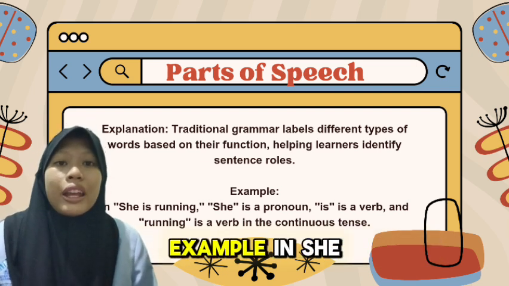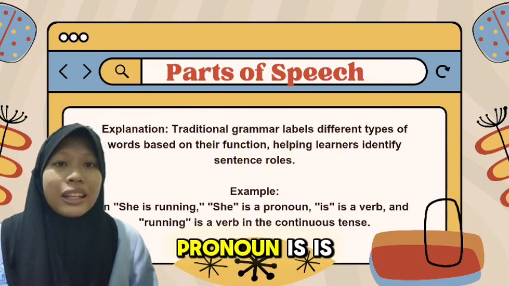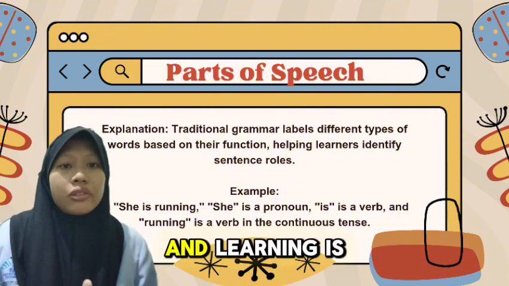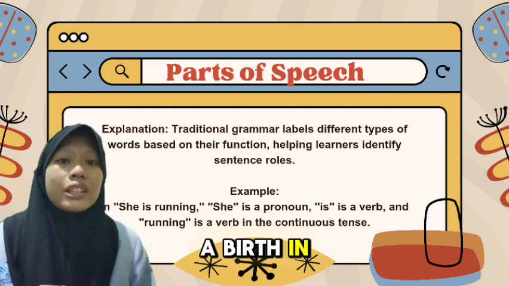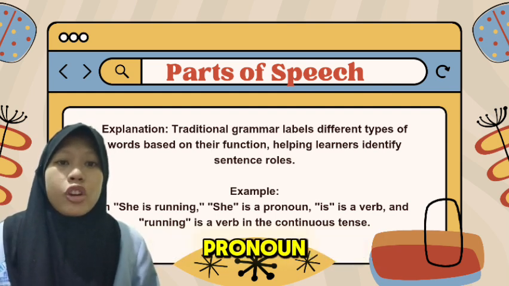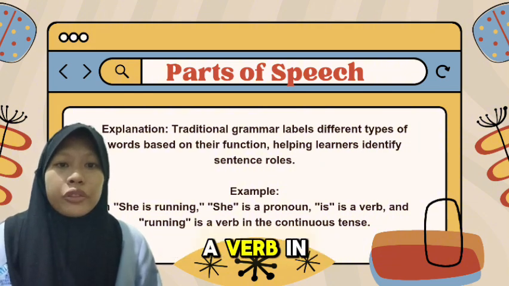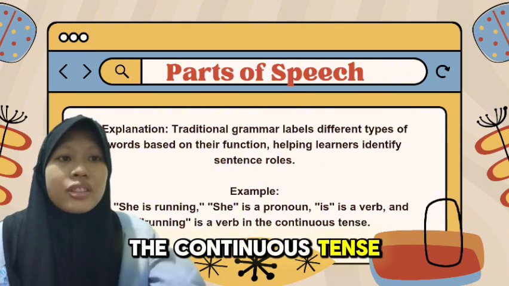For example, "she is running." She is a pronoun, is is a verb, and running is a verb in the continuous tense. "They are dancing." They is a pronoun, are is a verb, and dancing is a verb in the continuous tense.